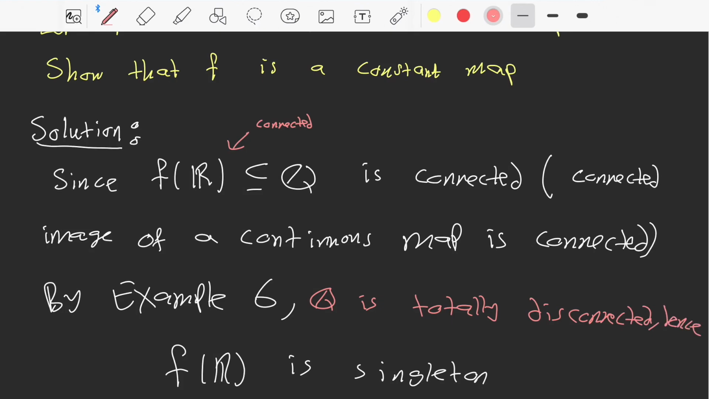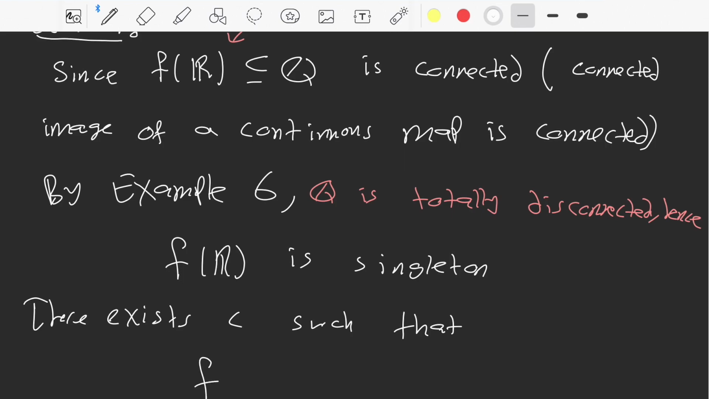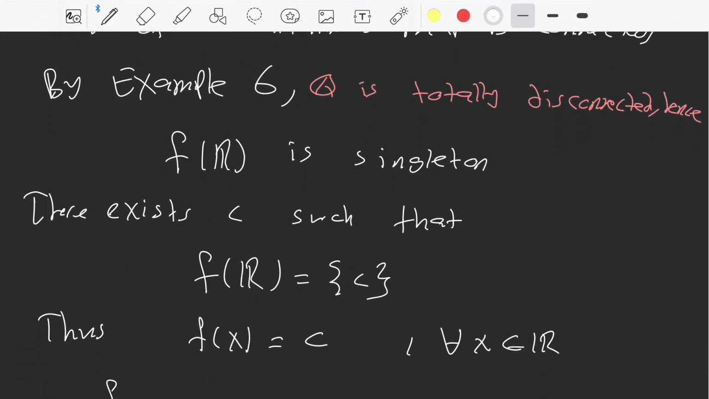Hence, f of R is a singleton, and therefore there exists a number C such that f of R is equal to C. Thus, f of x will always be equal to C for all x in R, which means f is a constant function. And that's the proof. Clean and simple.